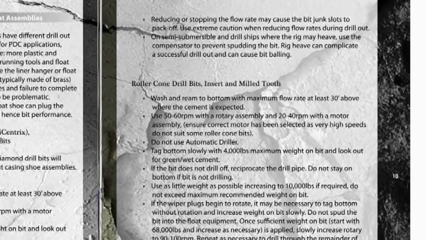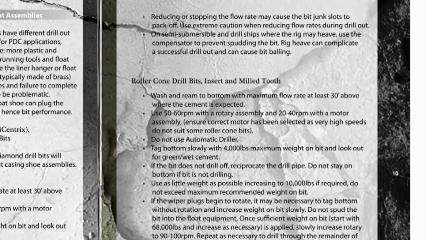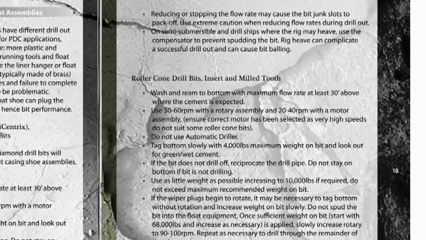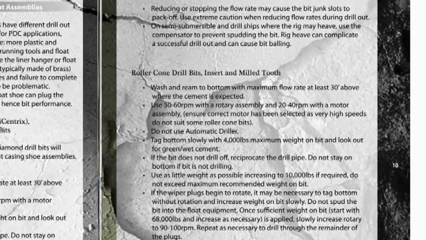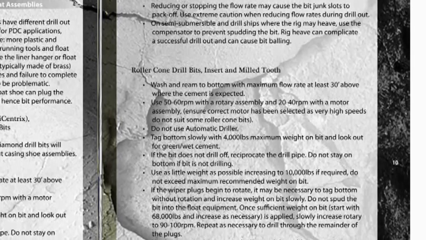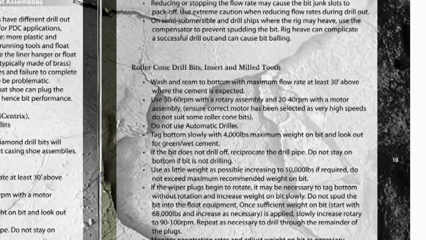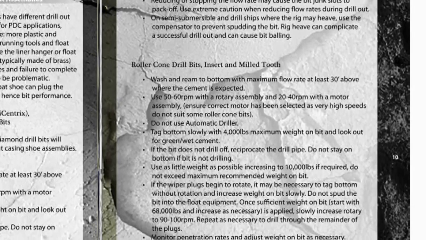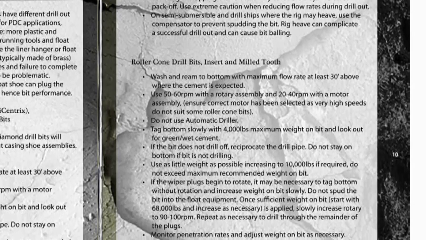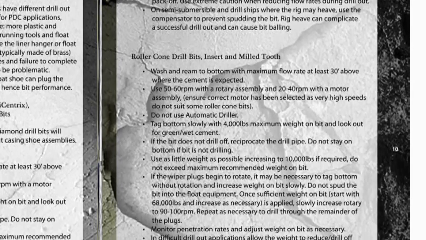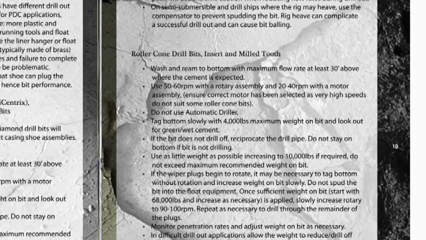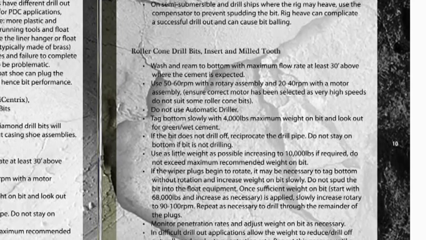Roller cone drill bits, insert and milled tooth. Wash and ream to bottom with maximum flow rate at least 30 feet above where the cement is expected. Use 50 to 60 RPM with a rotary assembly and 20 to 40 RPM with a motor assembly. Ensure correct motor has been selected, as very high speeds do not suit some roller cone bits. Do not use automatic driller.